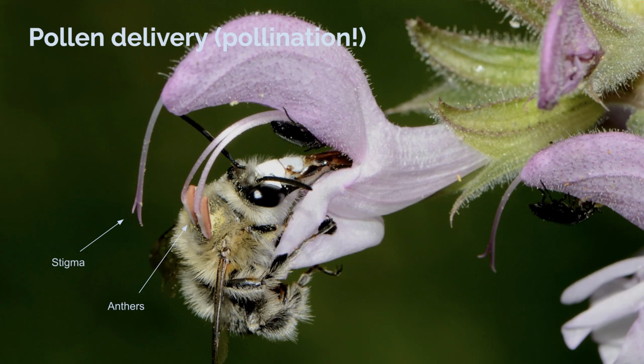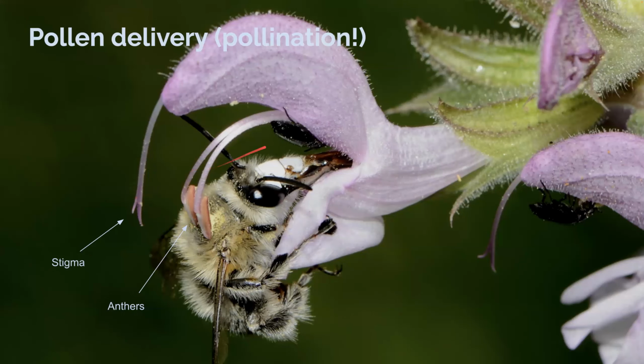If the bee likes the experience and wants to go visit another one of this same species, it's going to line up the same way. And at some point in that process, it's going to hopefully brush up against the female part of this flower, the stigma, whether on entry or exit, and drop off some of this pollen onto the receptive stigma.